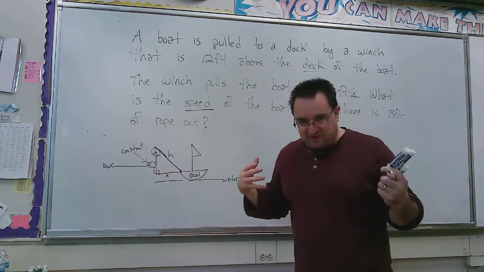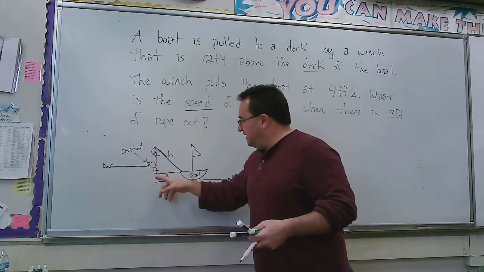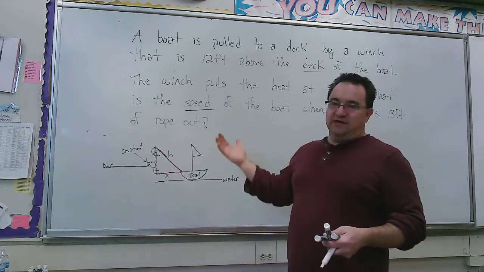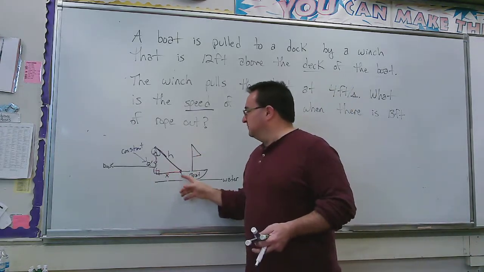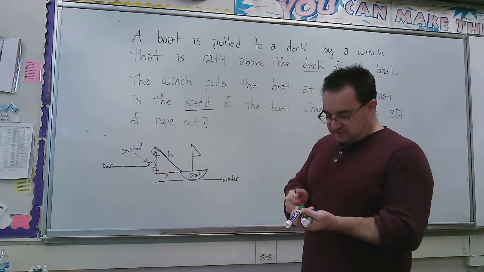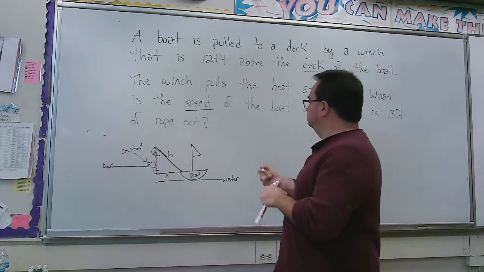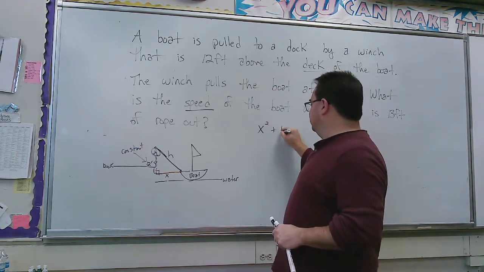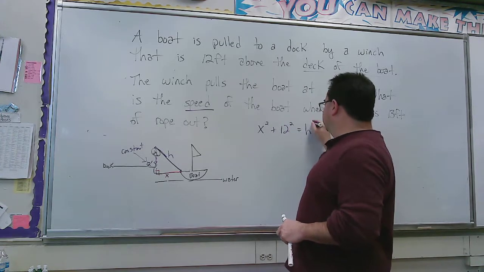Now my math brain starts to take over. Okay, I have a right triangle. First thing I think of with right triangles is Pythagorean Theorem. So let's see what that looks like. X squared plus 12 squared is h squared.